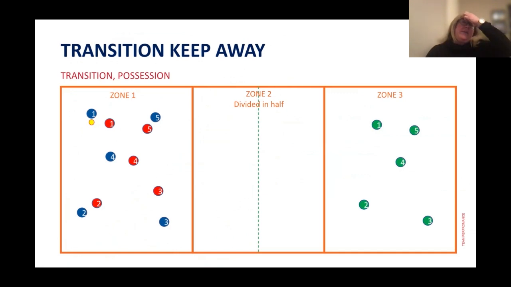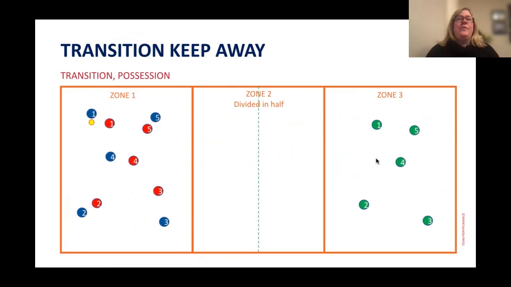This is a fun transition keep away game. This one I know my players have always enjoyed. You split your group into 3 even teams, and then they're playing a keep away game in zone 1. Zone 2 is kind of no man's land. So let's say the blue team over here has the ball. They're playing keep away until the red team turns it over. Once the red team comes up with the ball, they're going to head towards zone 3.